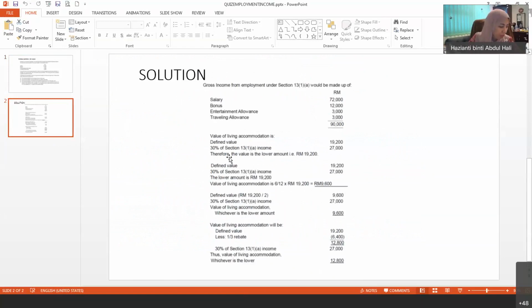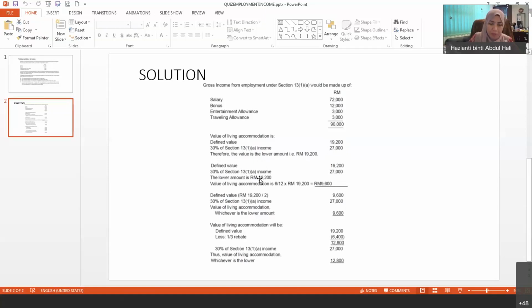Alright, so for the first part, 30% of section 31A. Alright, so abaikan number ni, not 27,000 lah. The defined value is 19,200. So kita akan ambil the lower amount which is 19,200 untuk the part A ni, the whole year dia dapat.